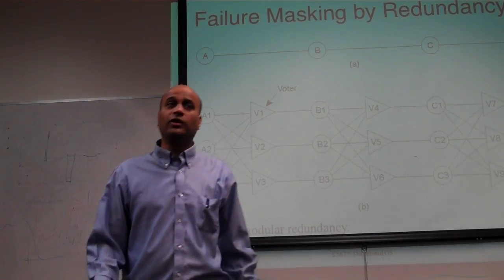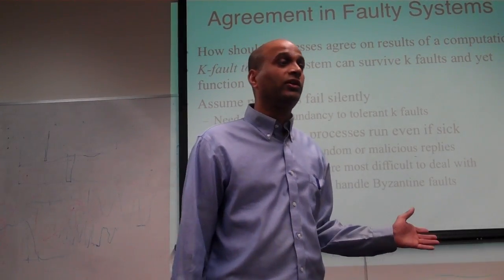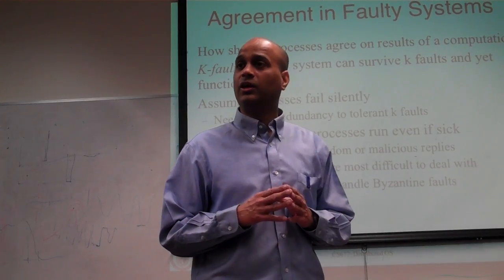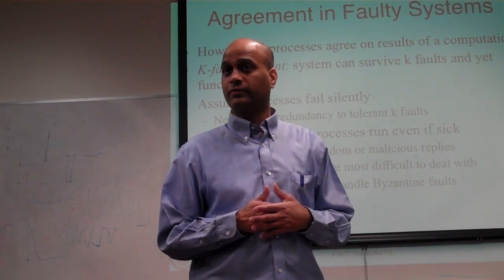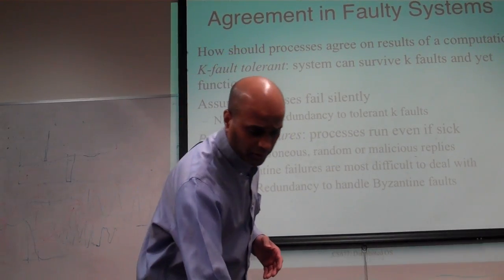Any component in the system can experience a Byzantine fault. So we can't assume that the voter is more trusted than the components that are doing the computation. Any part of the system can have Byzantine faults, and we still want to be able to decide what the right result is. So the question is, how do you do this?